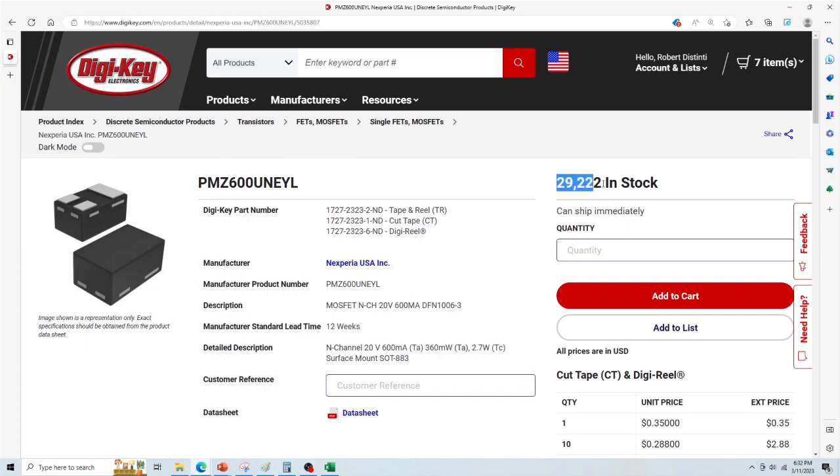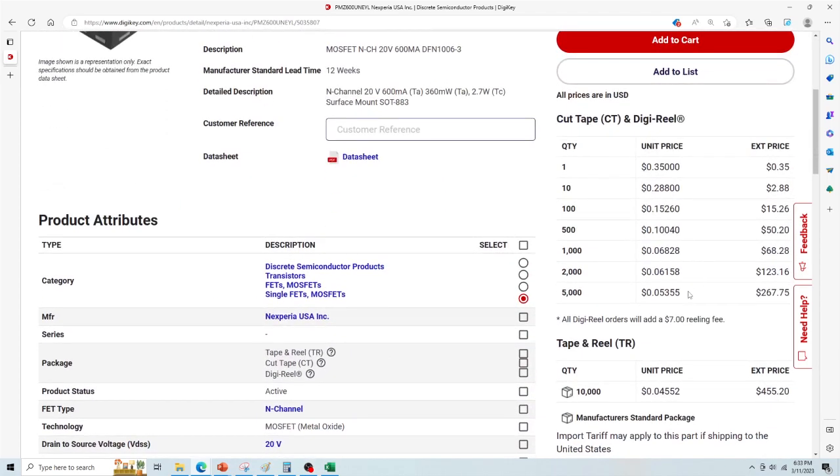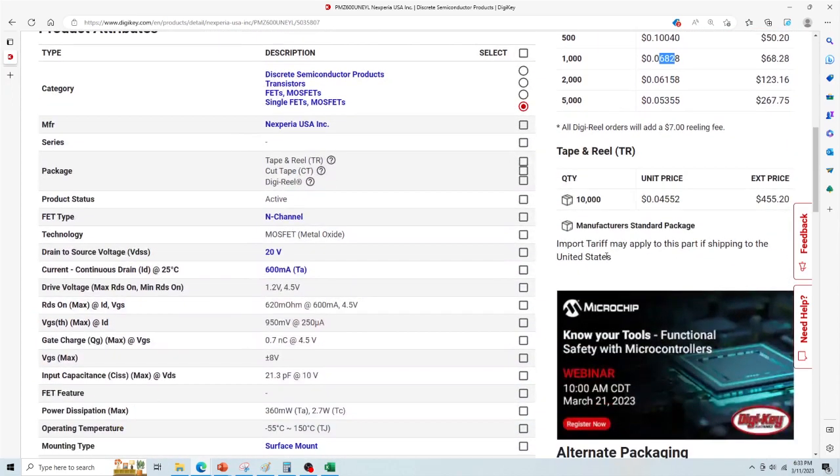Okay, they got 30,000 of them left in stock. So if we're going to do a large production run, we're probably going to use these. Yeah, I paid 7 cents a piece for them. Okay. You know, we can probably buy them in bigger lots too for 4 cents a piece.